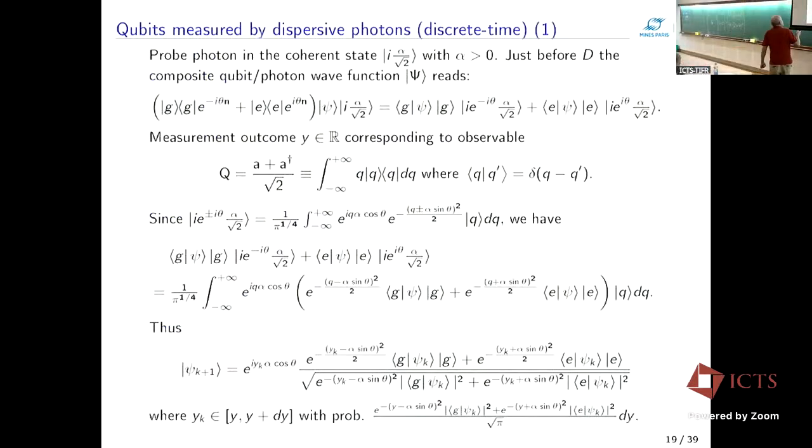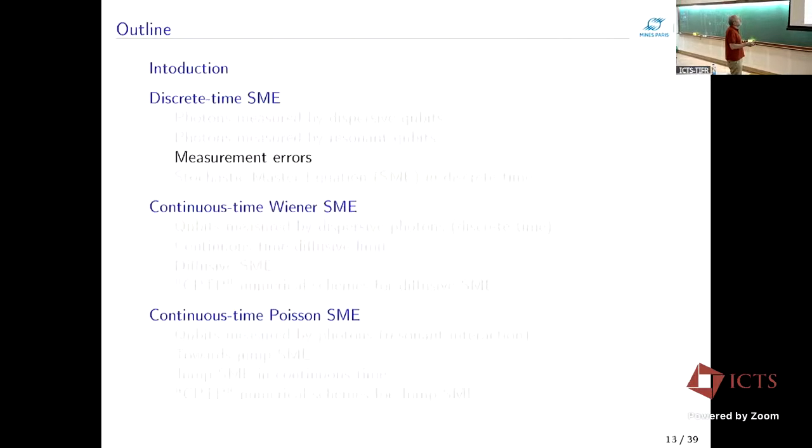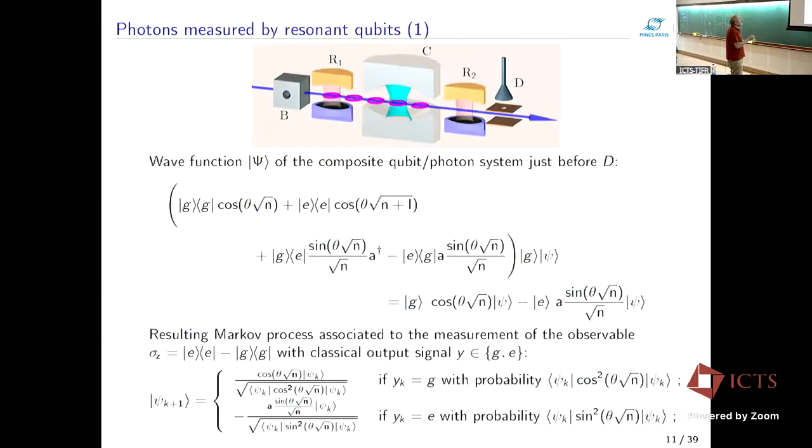I assume you remember, maybe I can go back for people who were not here. So here are, in fact, the probe atoms. They get outside the box in G, the wave function is psi, and here I assume that the interaction is in fact resonant, and I obtain this evolution just before detection, and then we detect G or E.